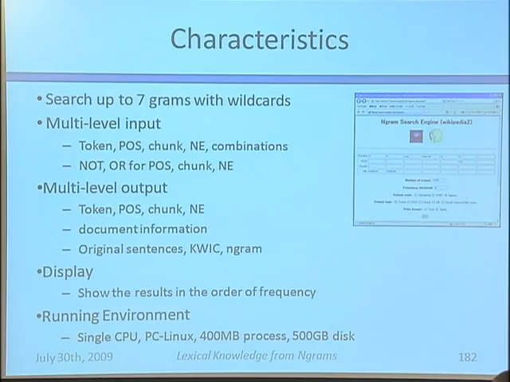The key part of the search engine is that we can ship all the index data into a 500 GB USB disk, which can work on a single PC on a Linux-based platform, and the memory requirement is 400 MB. Our plan in future work is to decrease the memory requirement of the Ngram search engine.